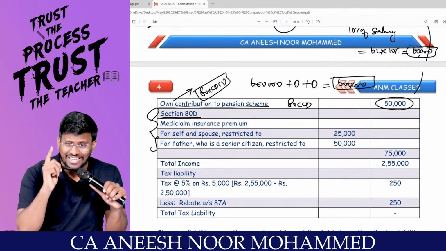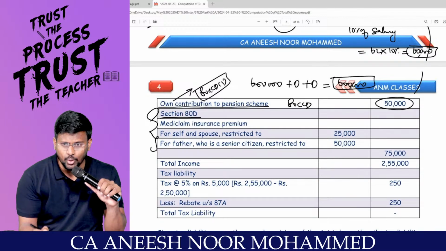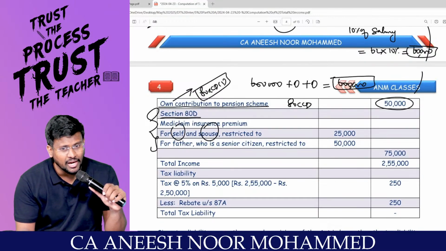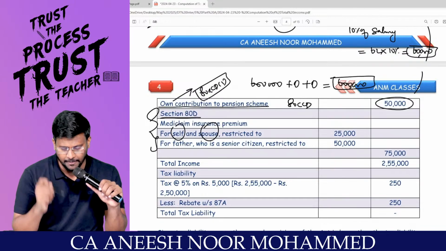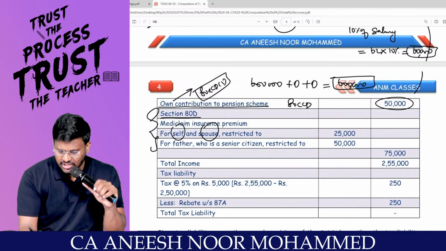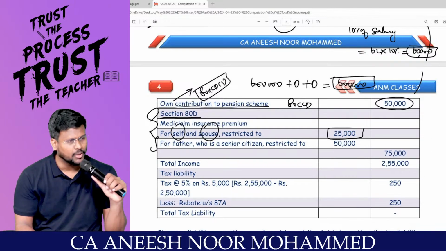Hello, sir. 80D medical insurance premium. There are 2 categories. Set 1, set 2. For set 1, self, spouse and dependent children. What is the age of the assessee? 32, which is within 60. So it will be restricted to 25,000. Are you really with me?